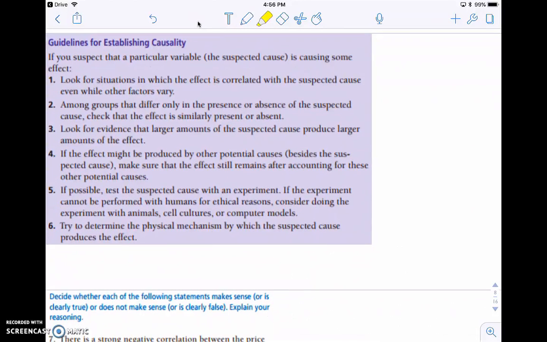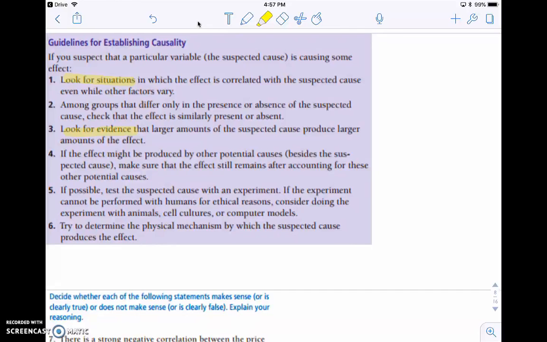Here are some of the guidelines in order to establish causality. If you suspect that a particular variable is causing some effect, first what you want to do is look for situations in which the effect is correlated with the suspected cause, even while other factors are varying. And then second, among groups that differ only in the presence or absence of the suspected cause, check that the effect is similarly present or absent. Third, we're going to look for evidence that larger amounts of the suspected cause produce larger amounts of the effect.